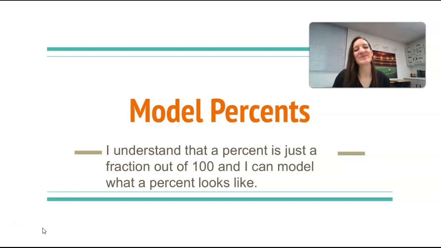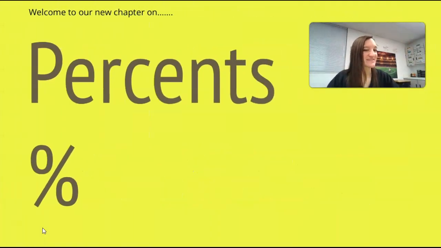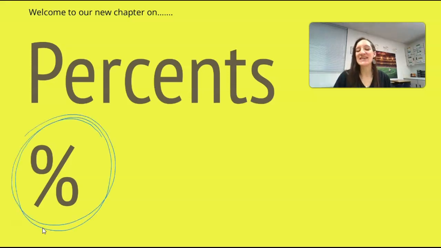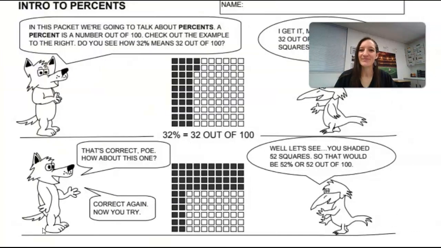So, you're going to understand that percent is just a fraction out of 100, and you're going to be able to model what a percent looks like. All right, so a percent looks like this. Anytime you see that symbol, it means percent, or part out of 100.